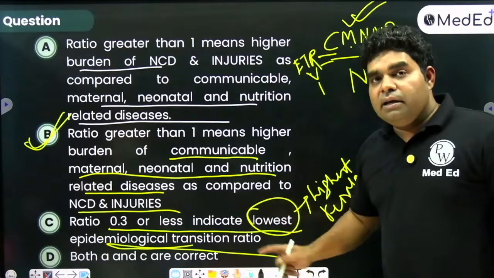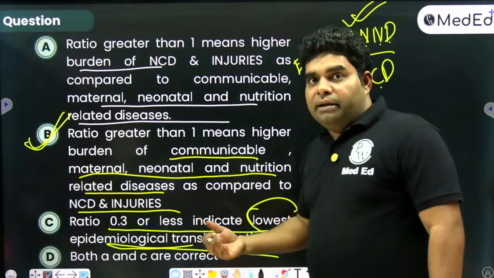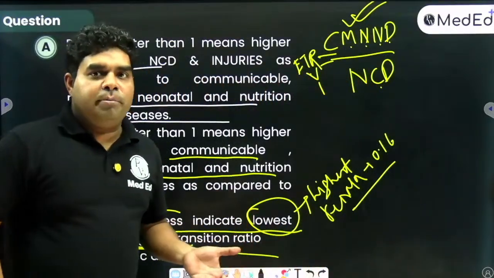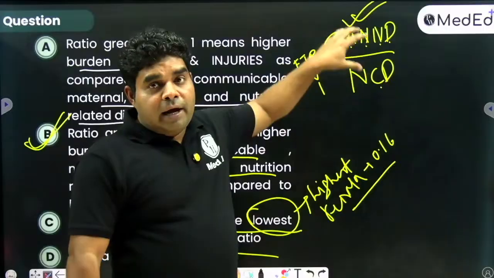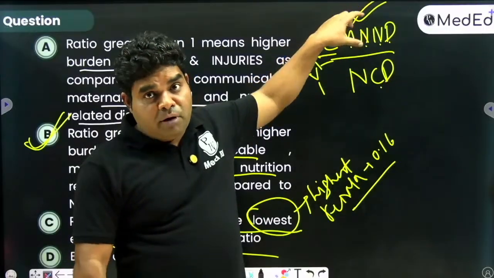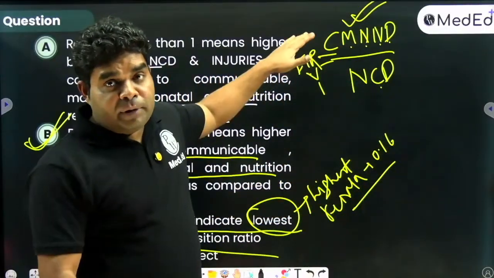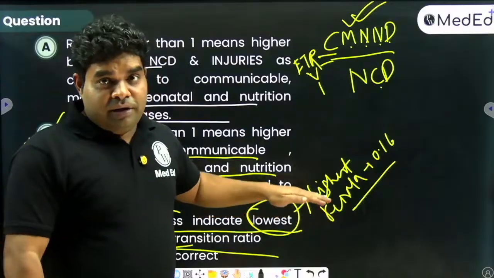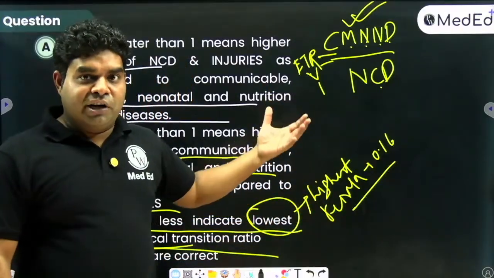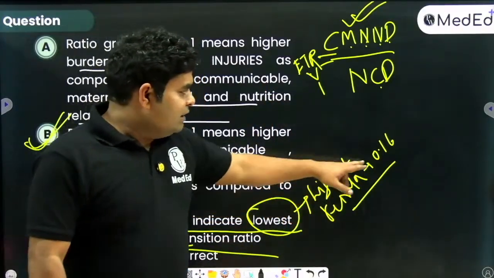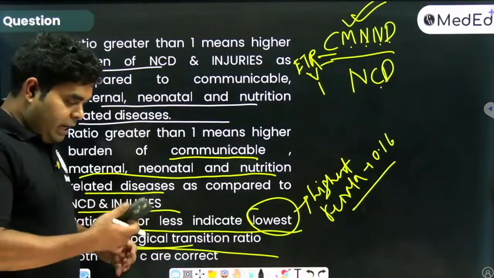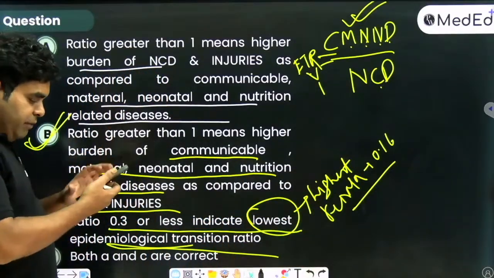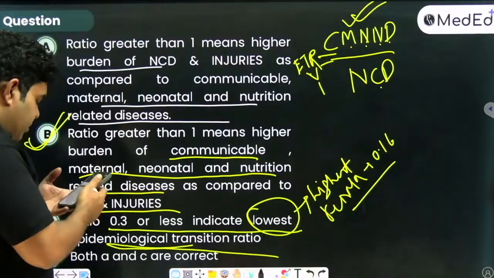The correct answer is B. If this question came again in this exam, very few students would be able to answer it, because we think NCD should be above in the transition. No, the transition has communicable disease above, NCD below. So if the epidemiological transition ratio is low, that means it is the highest transition. Like in Kerala, the epidemiological transition ratio is 0.16, which means the highest epidemiological transition. It looks a bit confusing, but if you understand it, it will be clear.